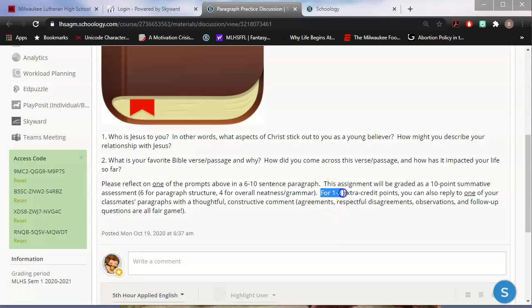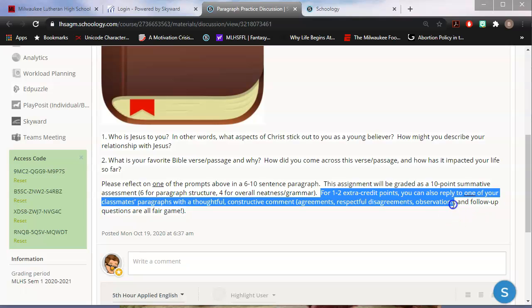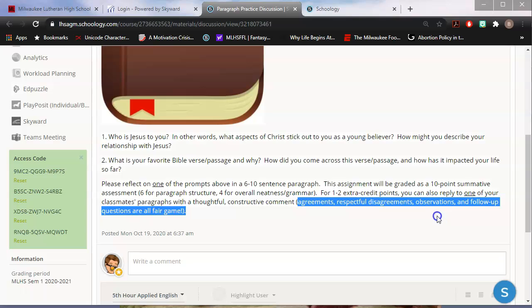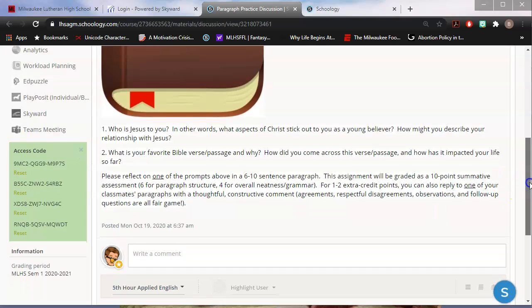For 1 to 2 extra credit points, you are also allowed to reply to one of your classmates' paragraphs. In order to get a point or 2 there, your comment should be thoughtful and constructive. So thoughtful in the sense that it goes deeper than just I like this, or this is good, or I agree, or I disagree. It should also be constructive. So even if you're disagreeing, you want to explain why and stay respectful too. So agreements, respectful disagreements, observations, follow-up questions, those are all fair game if you're looking for a little bit of extra credit on this assignment.